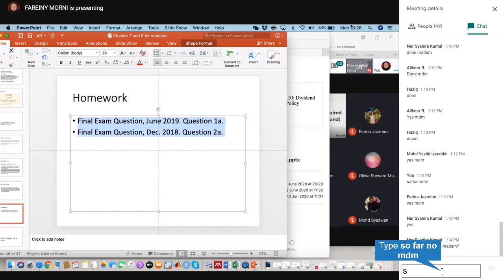I want to try and finish chapter 9. So kita ada banyak lagi. Chapter 10, banyak tu. Chapter 9 and then chapter 10 and then chapter 11 and 12. All right, so today I'm going to finish chapter 9 as well. So chapter 9, as you can see, banyak. All right, so let's try to finish it.